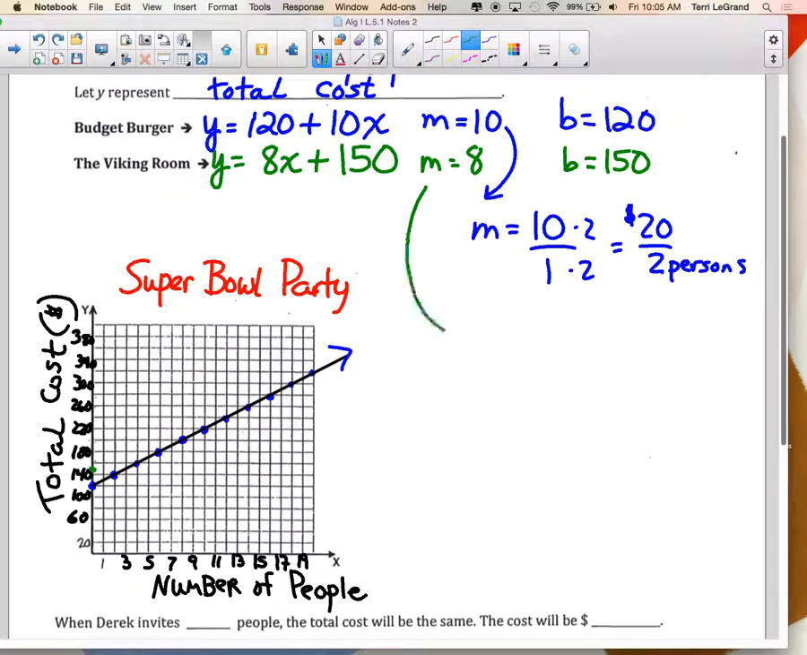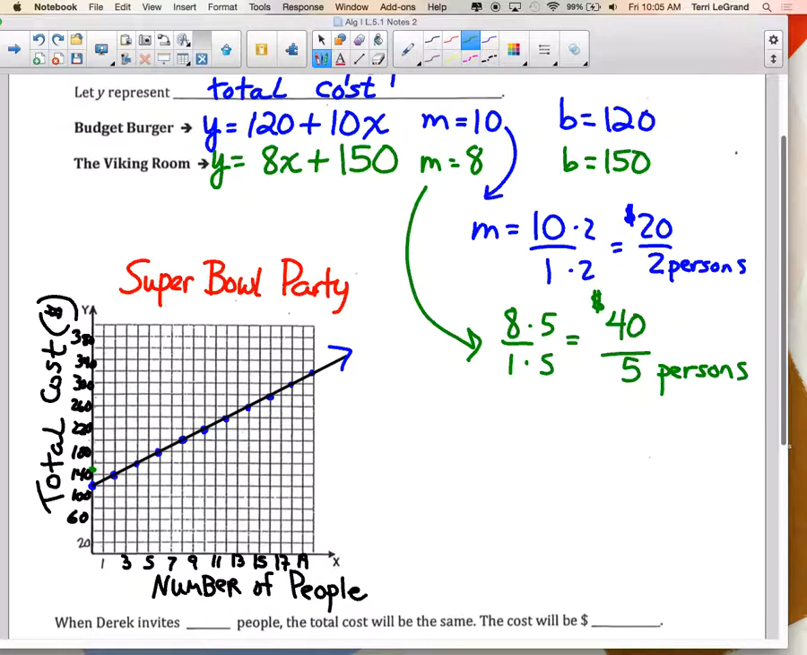Okay, so is 8 a good friendly slope? No. What did we say would be nice to have? Multiples of 20, so 40. Oh, 40 is a multiple of 20. And what times 8 is 40? 5. Okay, so we'll take 8 over 1 and multiply both by 5, and now we'll have $40 at a time over 5 persons at a time, or people.